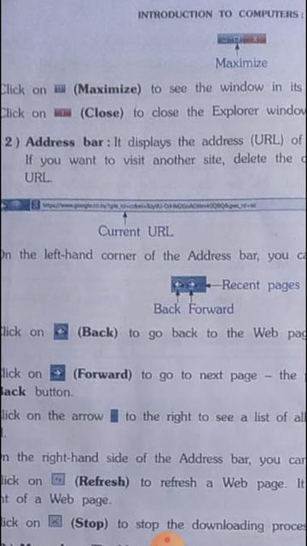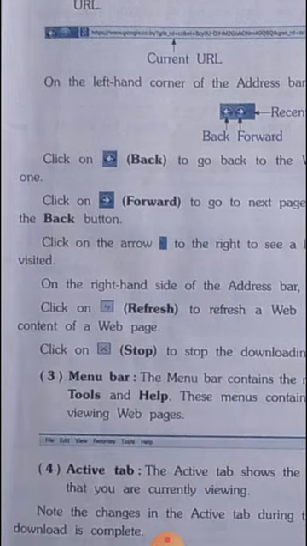The back button is used to go back to the previous web page. Suppose you are on the third page, fourth page, fifth page of your website. If you are on the third page and you want to go to the second page, you can click on the back button. The forward button is used to go to the next page. Suppose you are on the second page and you want to go to the third page of your website, you can click on the forward button.